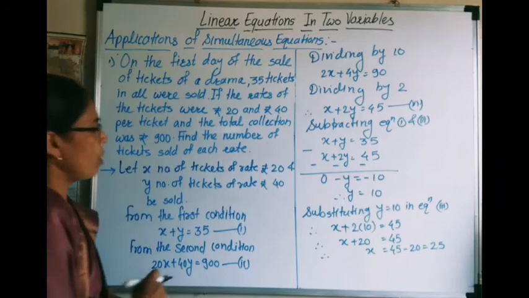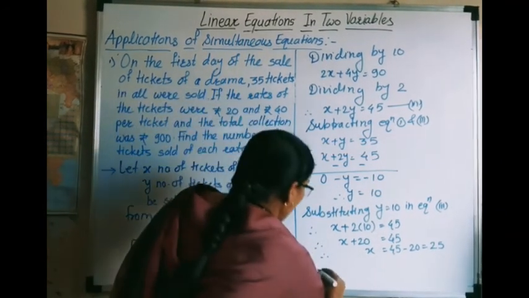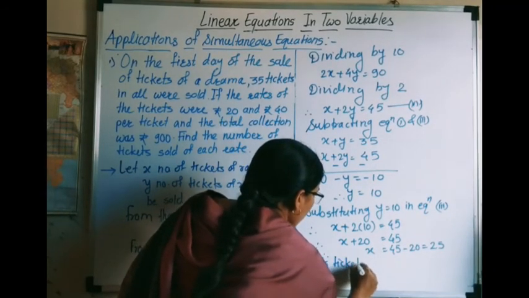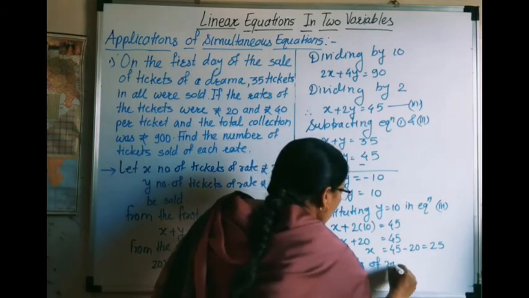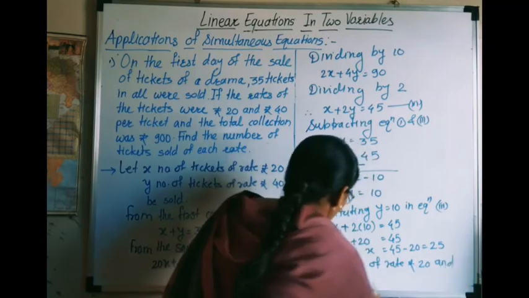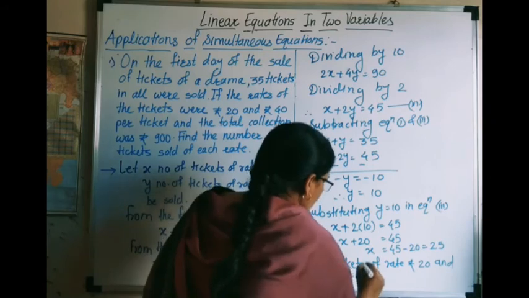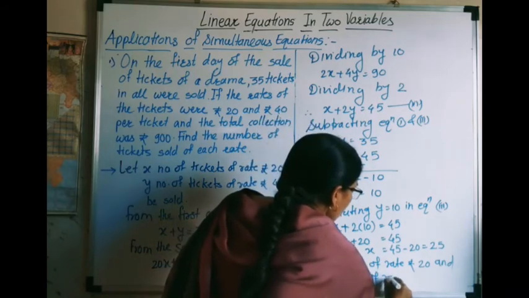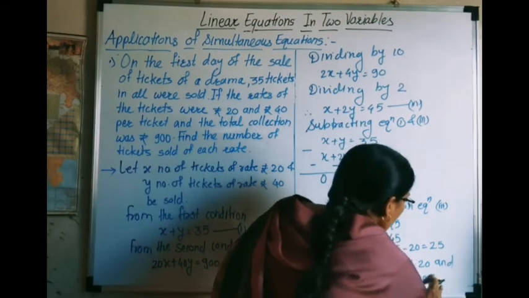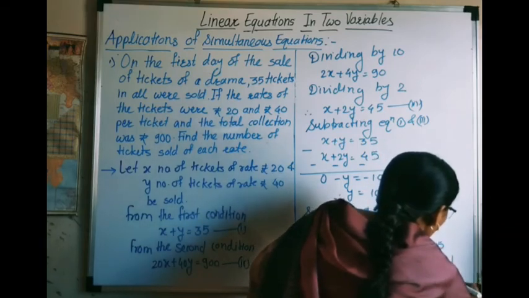And that's why we have to write the last answer, which is the solution of the equation. Therefore 25 tickets of rate rupees 20 and 10 tickets of rate rupees 40 were sold on the first day of the drama.